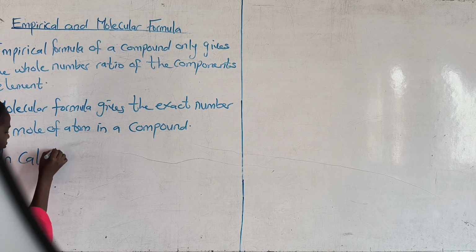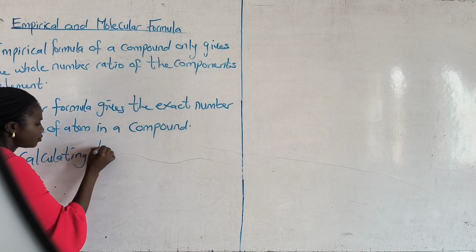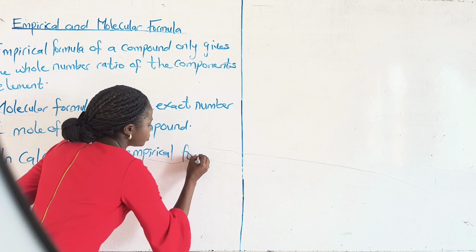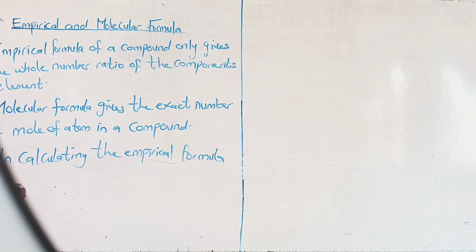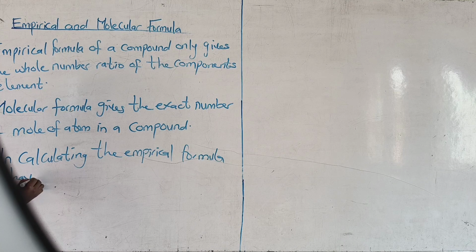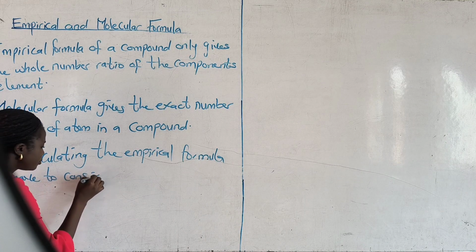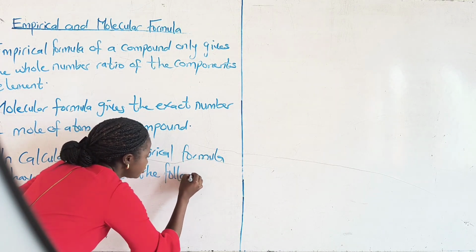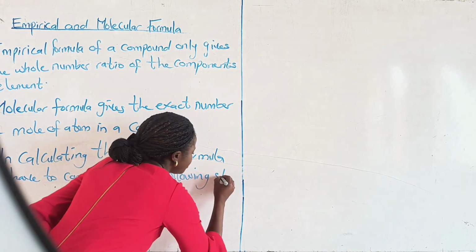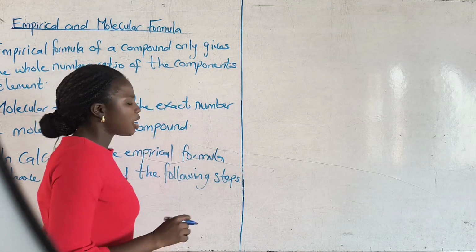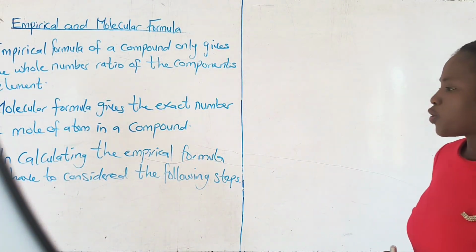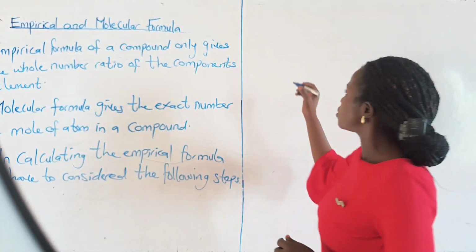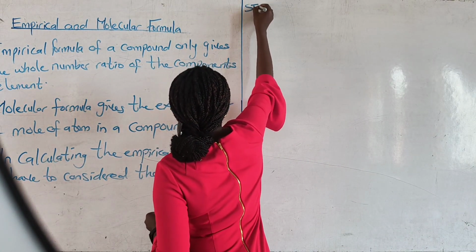In calculating the empirical formula, we have to consider the following steps. What are the steps we have to consider? Very simple stuff. The first thing you have to look at is what? The steps.